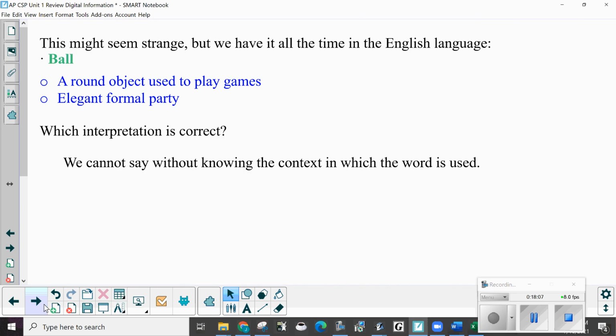Now, this might seem strange, but we have it all the time in the English language. Ball. Are you talking about a round object, a toy that you play with? Are you talking about an elegant party? Are you talking about having fun, having a ball, having fun? Which interpretation is correct? Well, if you just say the word ball, you don't know. We cannot say without knowing the context in which the word is used.